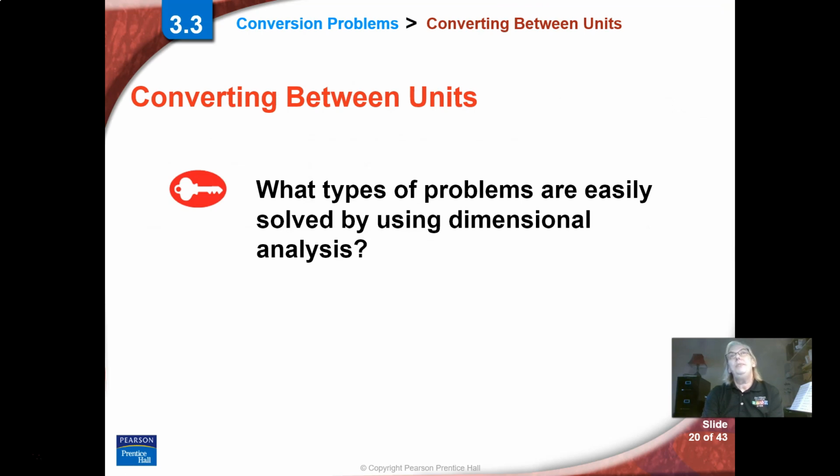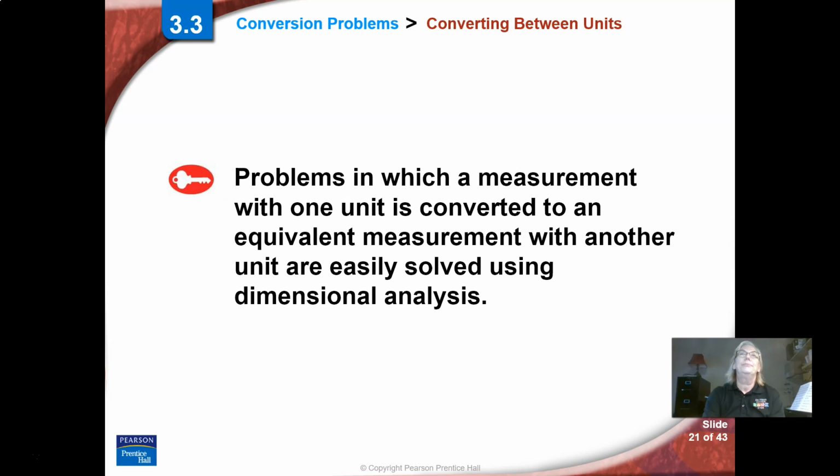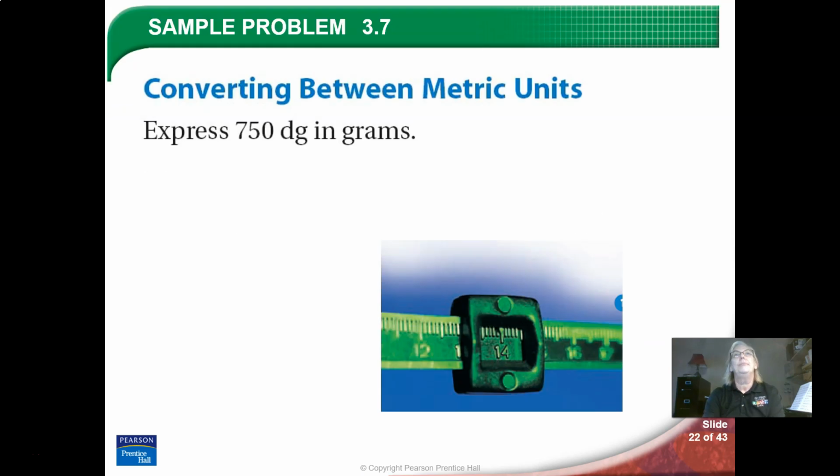So what kind of problems can we do with this process that I just showed you? When we have one measurement in one unit and we need to convert to something equivalent in a different kind of unit, then we're going to use this dimensional analysis. Could we take 750 decigrams and change it to grams? Sure, because they're both grams, and we know that we can change from one to the other.